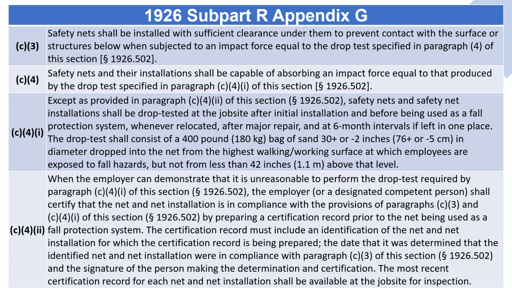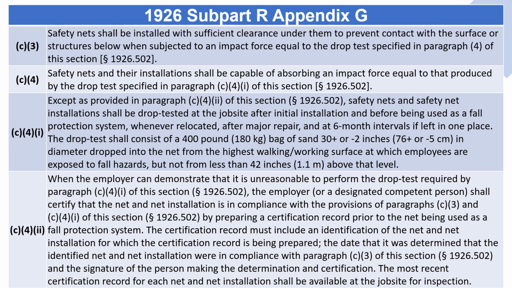C.3. Safety nets shall be installed with sufficient clearance under them to prevent contact with the surface or structures below when subjected to an impact force equal to the drop test specified in paragraph C.4 of this section, section 1926.502. C.4. Safety nets and their installation shall be capable of absorbing an impact force equal to that produced by the drop test specified in paragraph C.4(1) of this section, section 1926.502.